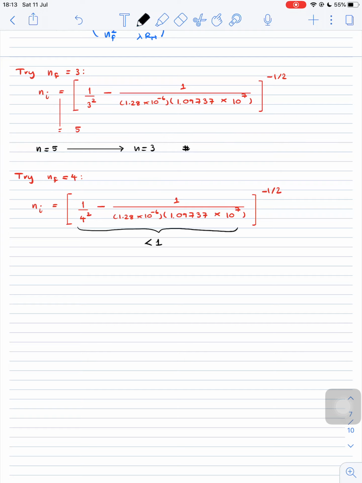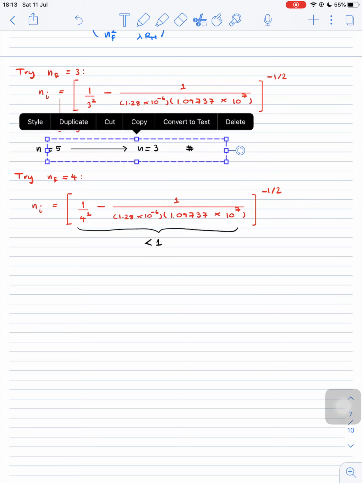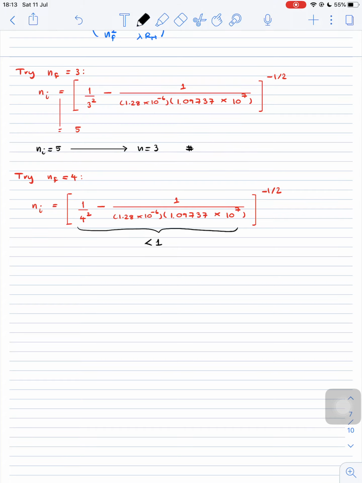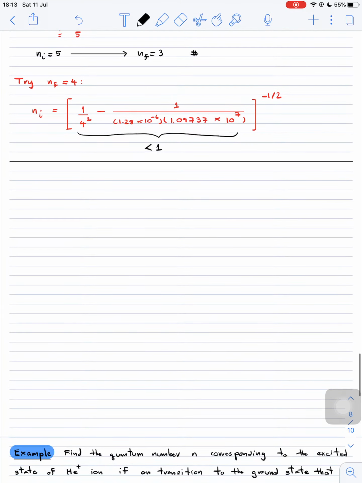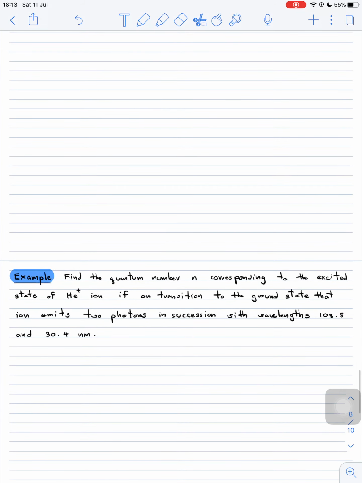From n equal to 5, this is going to be the initial state, and then n equal to 3 is going to be the final state here. This is the answer. Now another example.